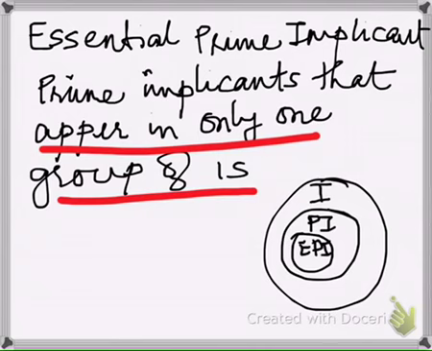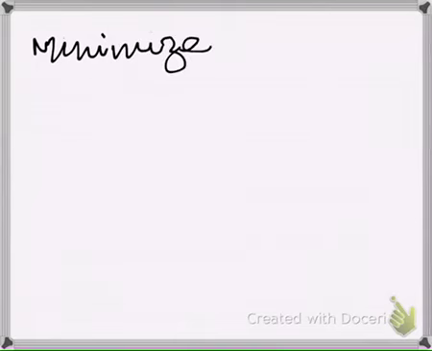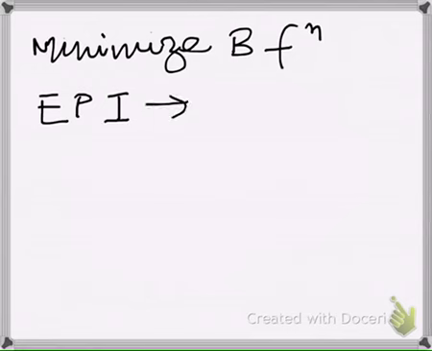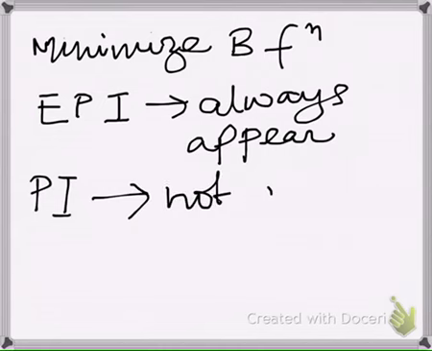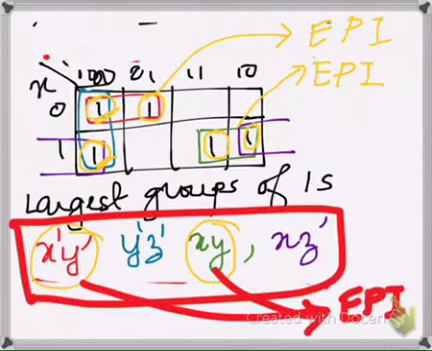Okay, so what is the use of these implicants, prime implicants, and essential prime implicants in the minimization? When you try to minimize a Boolean function using a Karnaugh map, in the minimized Boolean expression, essential prime implicants will always appear. But they will not be the only terms in the function. The prime implicants will also appear, but not all prime implicants. If we just go back, we can see here.